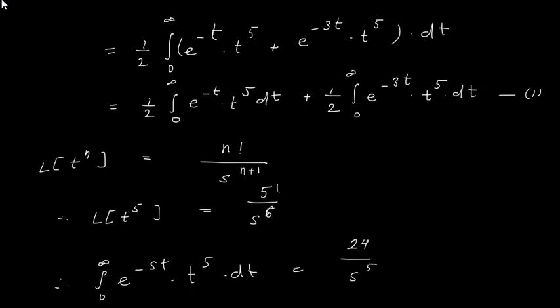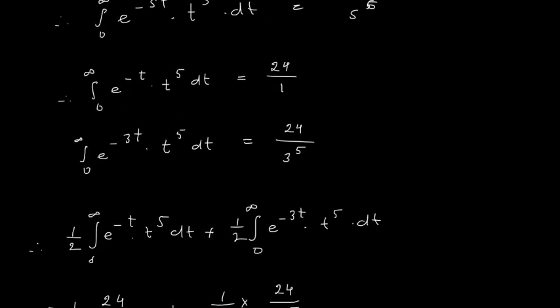Now 5 factorial is 120 upon s power 6. So wherever you have written 24 into 5, it becomes 120. So you should write 120, and in the denominator it is 3 power 6. So 120 divided by 3 power 6.